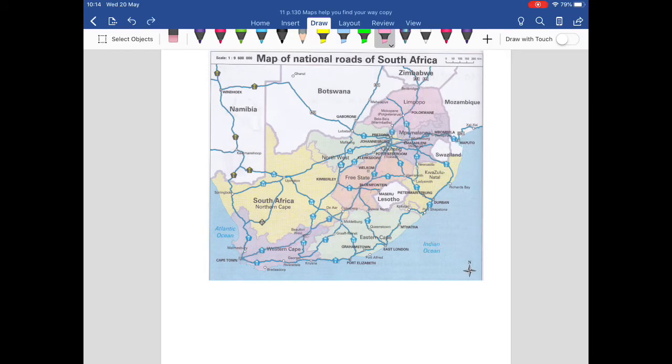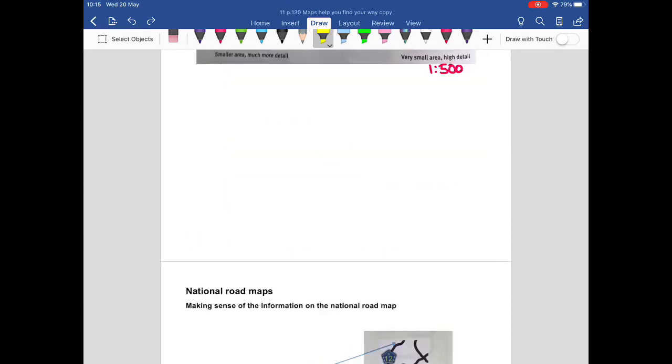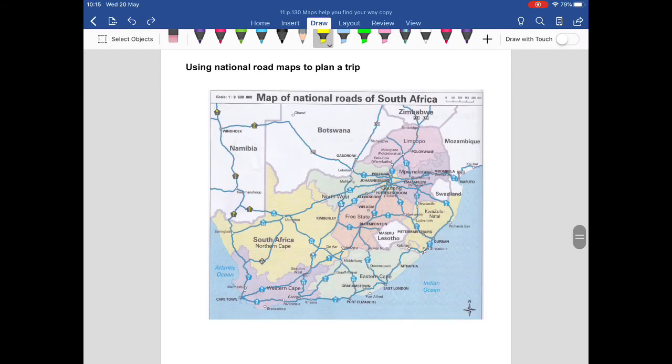If we have a look at the N2, that goes along the coast like this. It goes right into Swaziland, and that's where it ends. So that is the N2. Then we have a look at the N3. So the N3 will connect Durban to Johannesburg. That is the N3. So those are the national roads represented by the blue lines on the map.